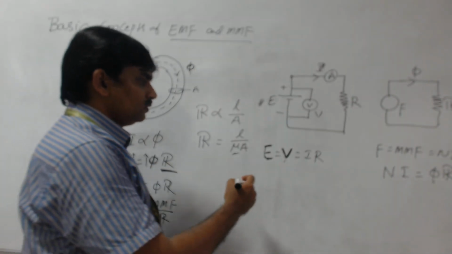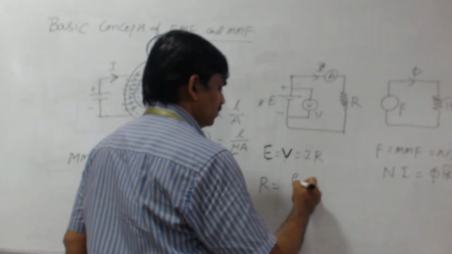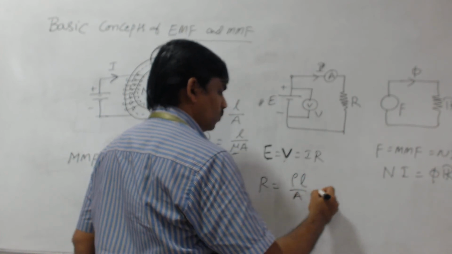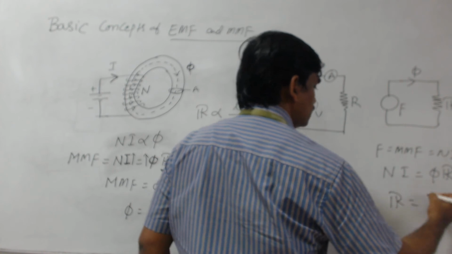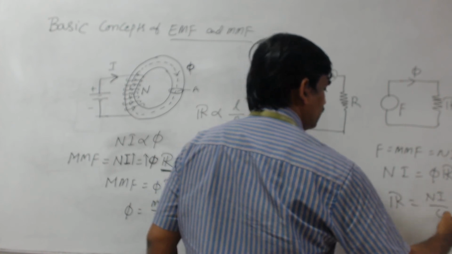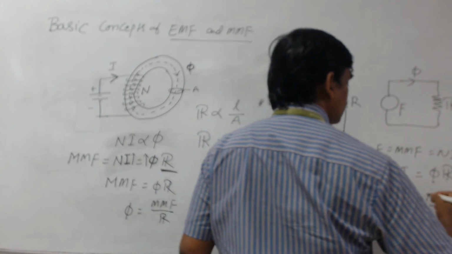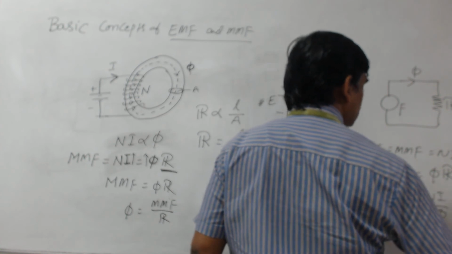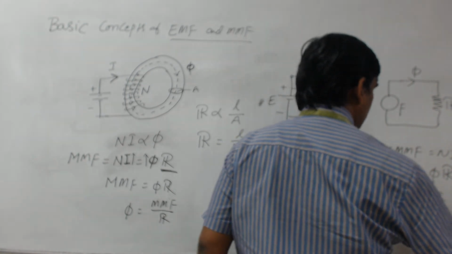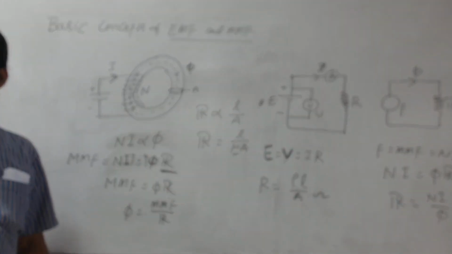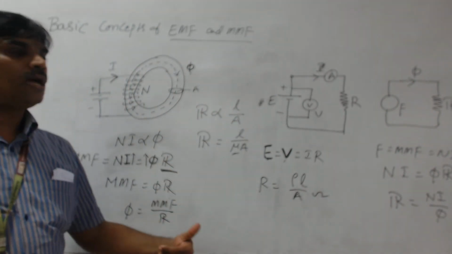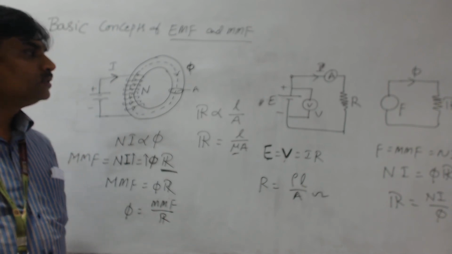Here R is equal to rho L by A, in ohms. Similarly, here the reluctance R is equal to Ni by phi. What are the units of this? Ampere turns per Weber, whereas for resistance it is ohms. This is the difference between the electrical circuit and the magnetic circuit.